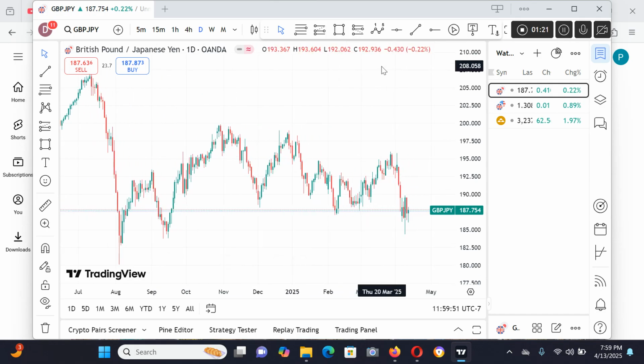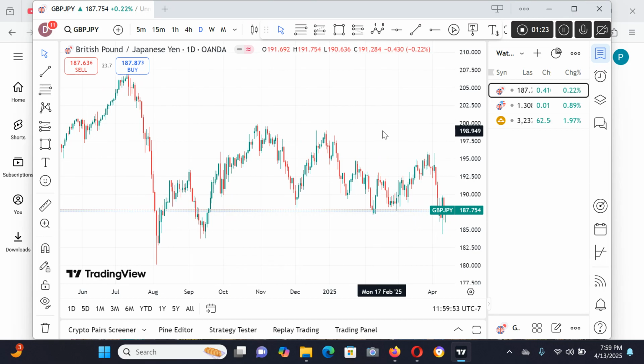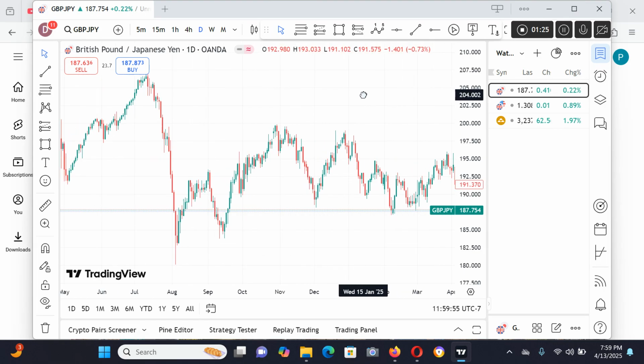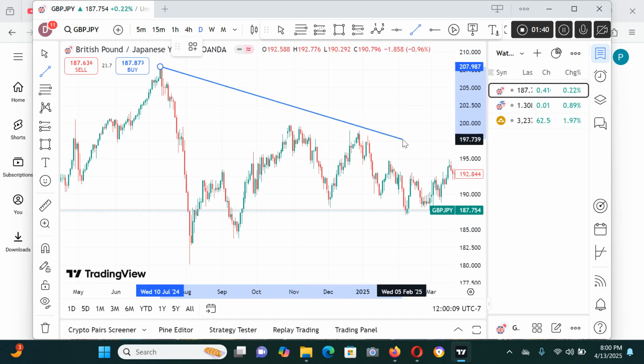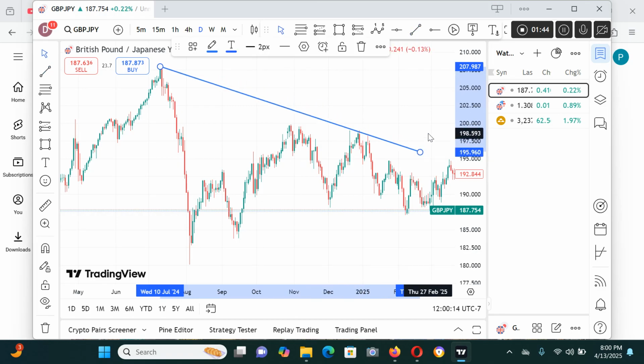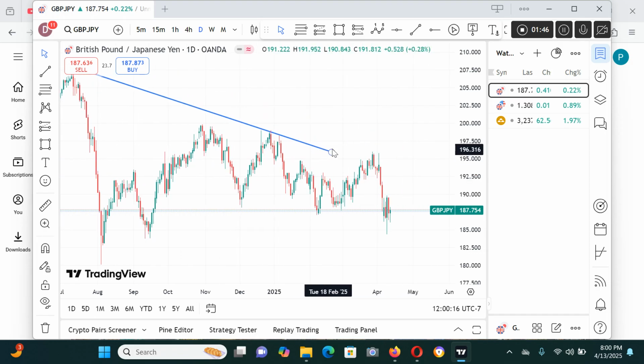After identifying the trend of the market, I will draw my trend line using the trend line tool. And this is the highest peak. To draw my trend line, I will need at least two peaks to draw a downtrend.